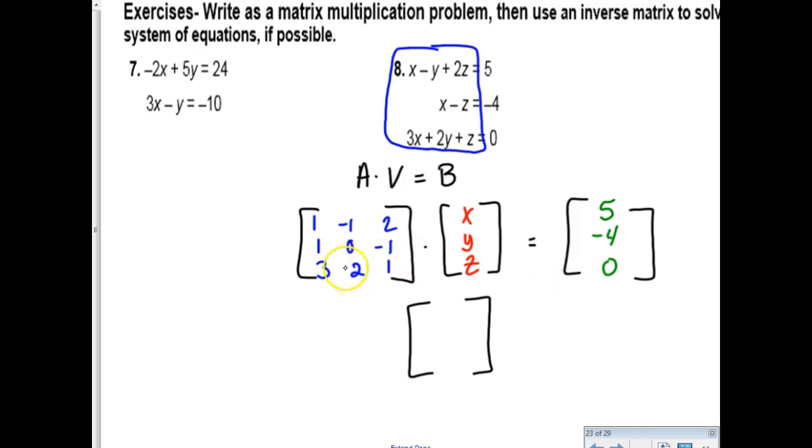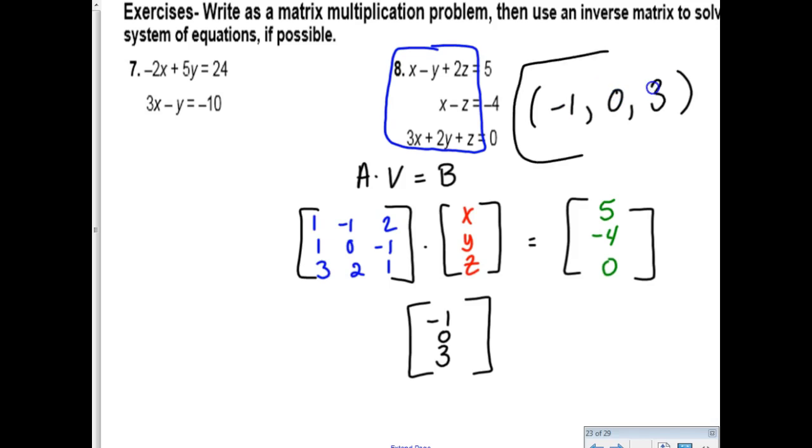Negative 1, 0, and 3? Okay. So can you please interpret that solution for me? As an ordered triple, you would write literally what she just said. So negative 1 was your X, 0 was your Y, and 3 was your Z. Nice job. So as far as what you're going to have to do on a test, that's it. Can you break it up into a matrix multiplication equation, and then can you use your favorite method to solve it?